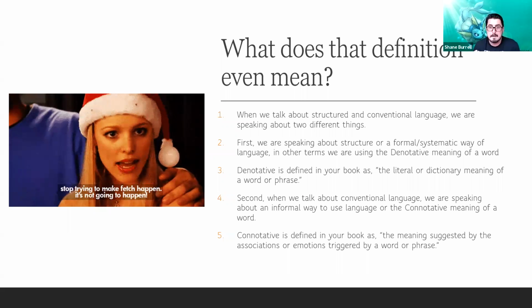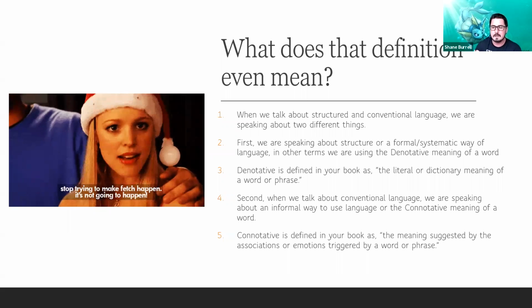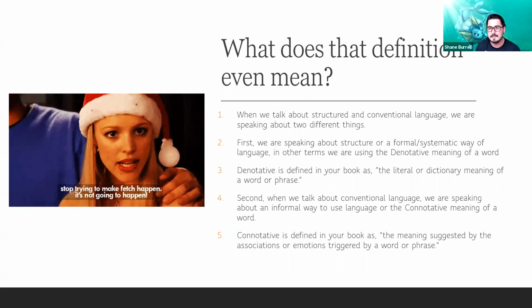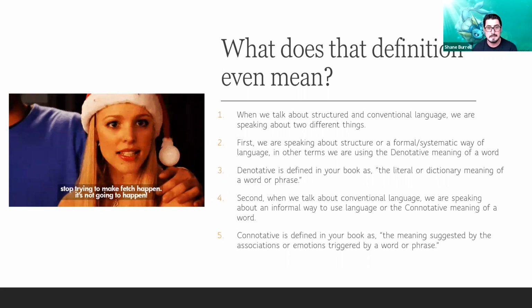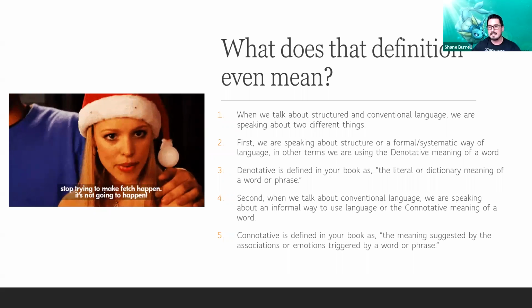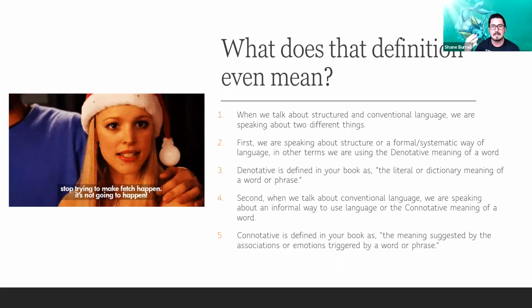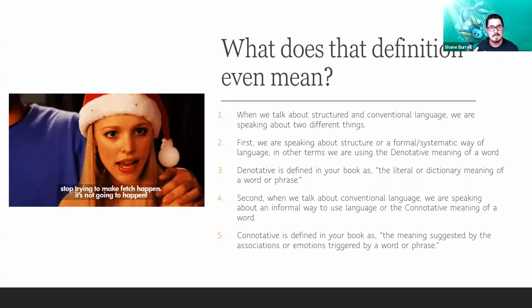This movie is a little bit older than I am, but in any case, the word fetch that she was using was like, oh, that's so cool, but she was trying to make fetch work. And then Regina George comes at her and says, stop trying to make fetch happen. It's not going to happen. And so that would be a connotative way of saying it's not working. It's not going to be trendy or anything like that.